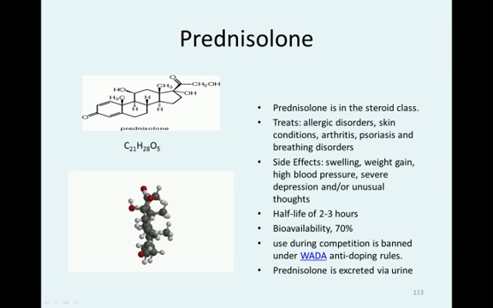Prednisolone is in the steroid class. It treats allergic disorders, skin conditions, arthritis, psoriasis, and breathing disorders.